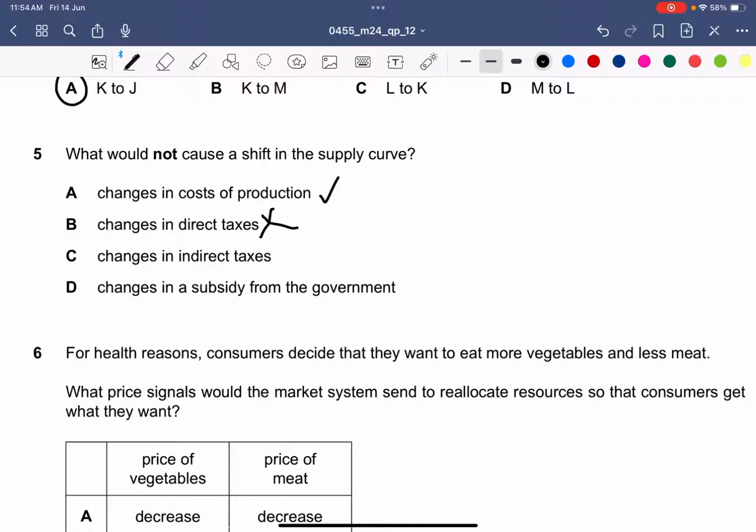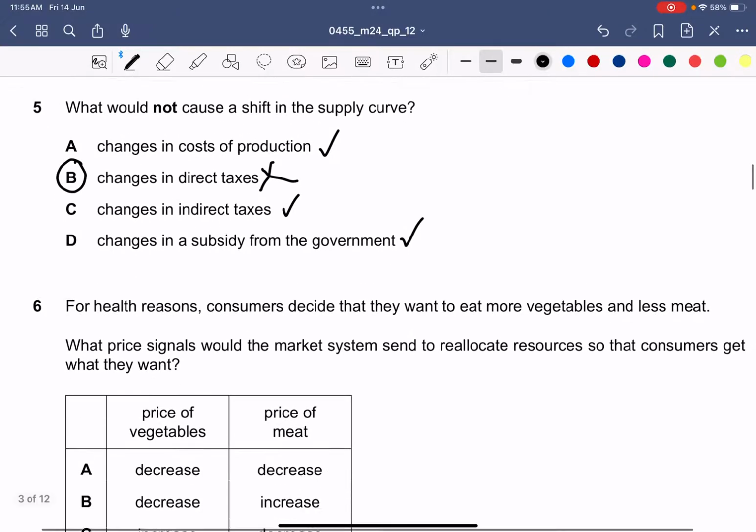C. Changes in indirect taxes. Yes, when you increase the indirect tax, this will reduce the supply. Okay. Changes in subsidy. Yeah, this will cause the supply curve to move leftwards. Yeah, correct. So the answer is B.